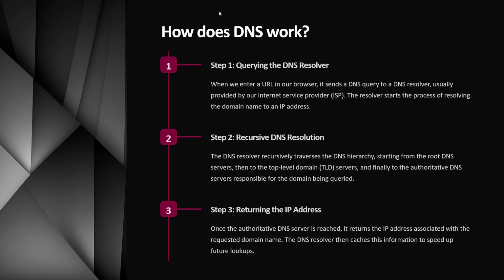In step 2, recursive DNS resolution, the DNS resolver recursively traverses the DNS hierarchy, starting from the DNS root server, then the top level server, and finally the authoritative DNS server responsible for the domain being queried. In step 3, returning the IP address, once the authoritative DNS server is reached, it returns the IP address associated with the requested domain name. The DNS resolver then caches the information to speed up future lookups.